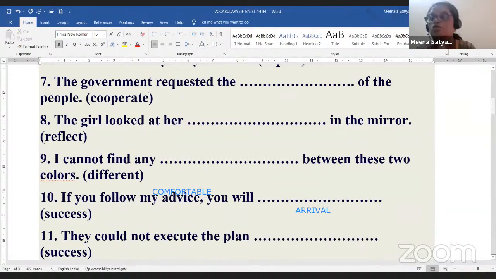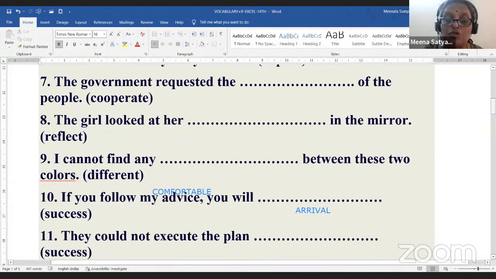Cooperate, cooperation. Intelligent, intelligence. Comfort, comfortable. Now reflect, reflection. I cannot find any dash between these two colors. Now it says different. So it would be difference. So please note this very carefully. How the words change, different to difference.